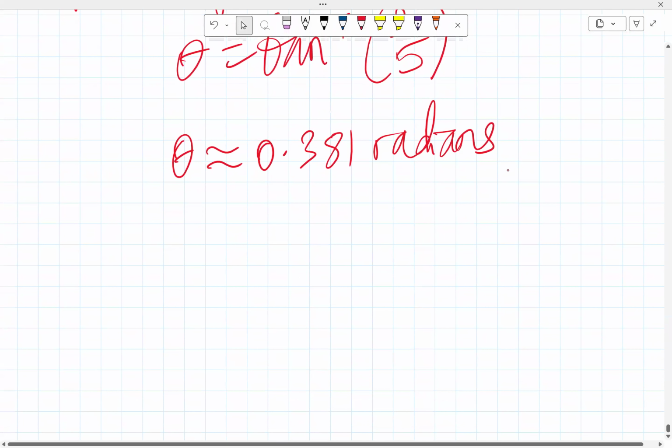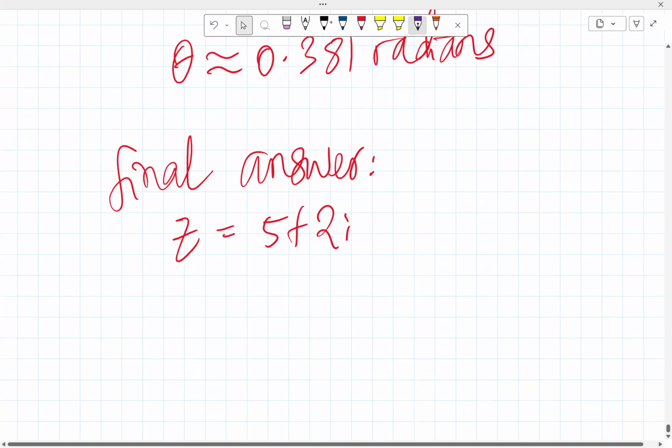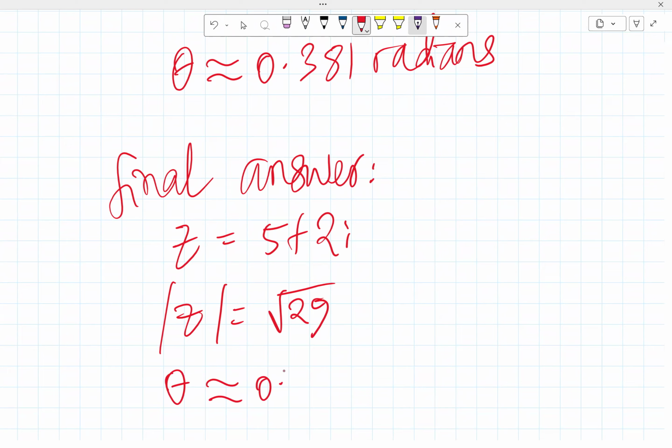So the final answer: Z is 5 plus 2i. Then the absolute value of z is root 29. And then theta is approximately 0.381 in radians. If you want it in degrees, that's also possible.